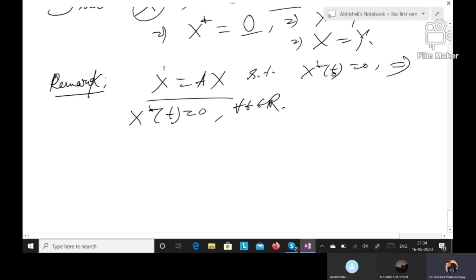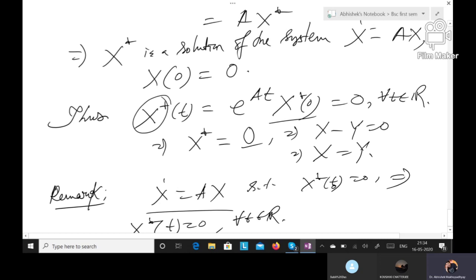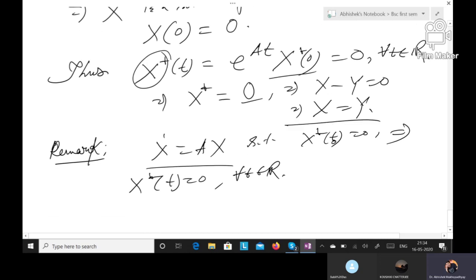And from that one you can have this theorem, the uniqueness of the solution of the system X dot equal to AX having the initial condition that capital X at 0 is X naught.